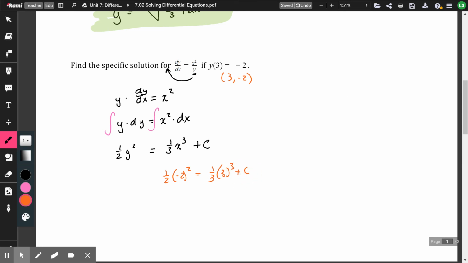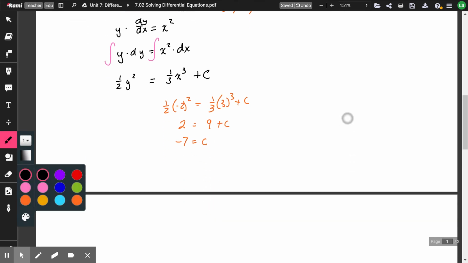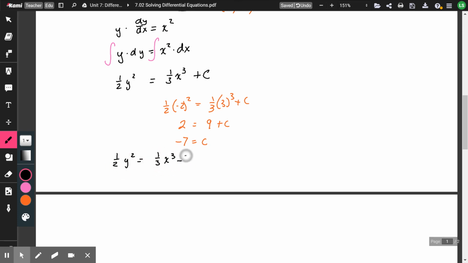So we're looking at a total of 2 is going to be 1/3 of 27, which is 9, plus c. And we get c equals negative 7. So now our solution looks more like 1/2 y squared is equal to 1/3 x to the third minus 7. So we've used our initial condition.